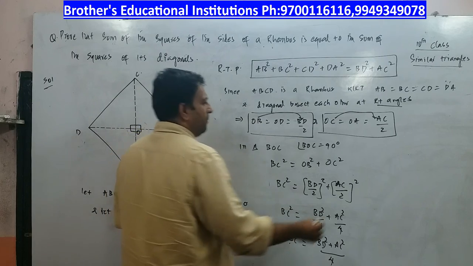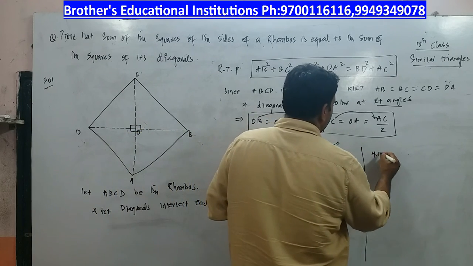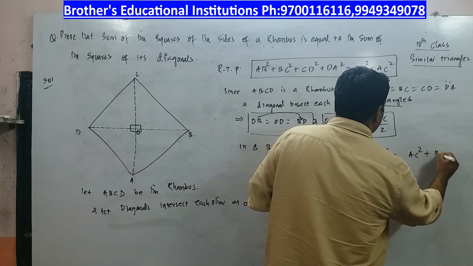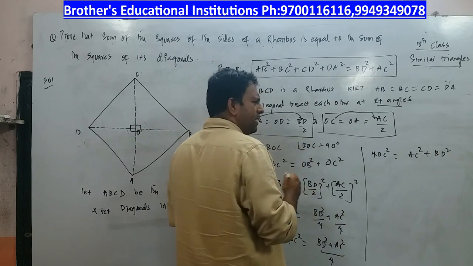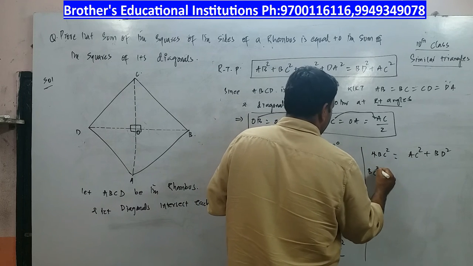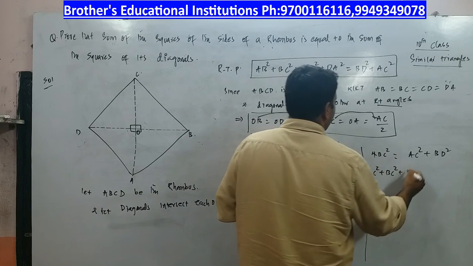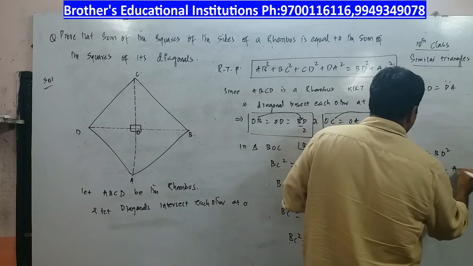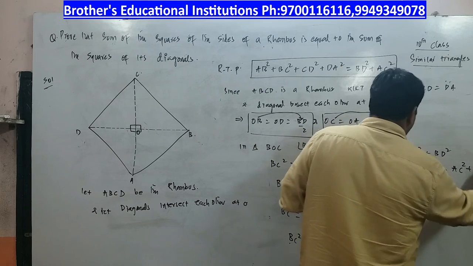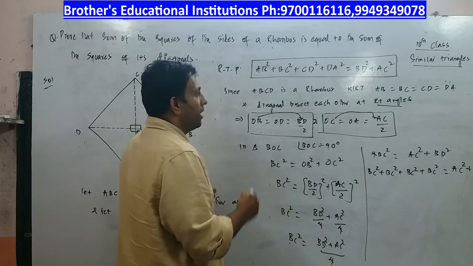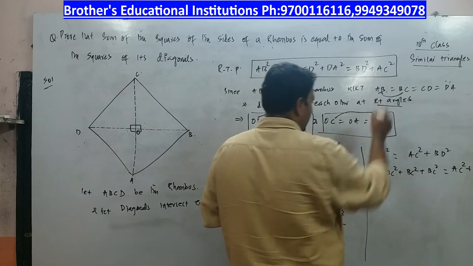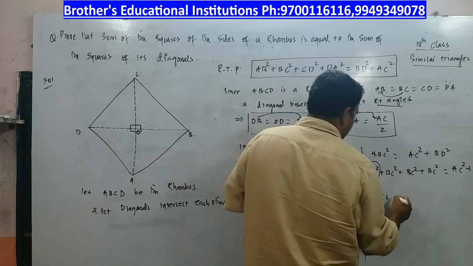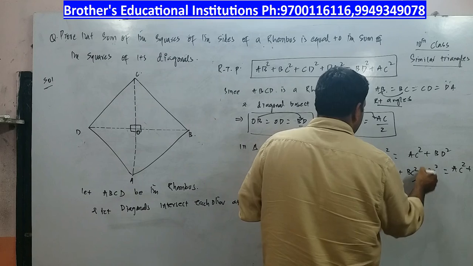Now when I cross multiply, I am going to get 4 times BC square is equal to AC square plus BD square. Now children, let us write 4 times BC square: BC square plus BC square plus BC square plus BC square is equal to AC square plus BD square. Now why am I writing 4 times? I have already written BC is equal to AB. So here instead of BC square, I will write AB square, and this BC square I'll leave here only.